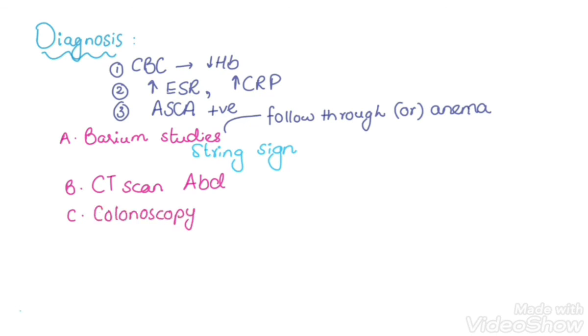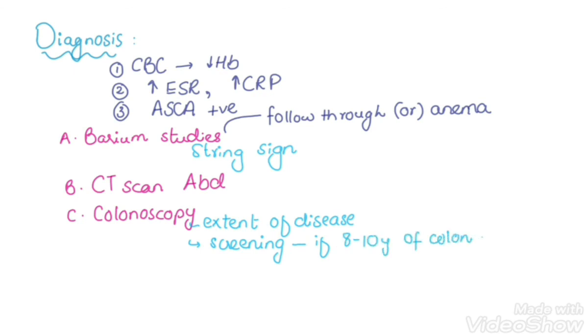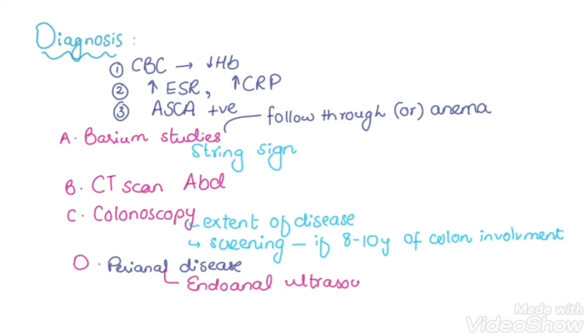CT scan abdomen can also show a detailed picture of the area inflamed, and colonoscopy not only shows us the extent of disease, but it can also be used as a screening process to exclude colon adenocarcinoma if there is a long-term history of colon involvement. Apart from this, the perianal disease is diagnosed by endo-anal ultrasound, in which a probe is introduced through the anal opening, and MRI can also be done.